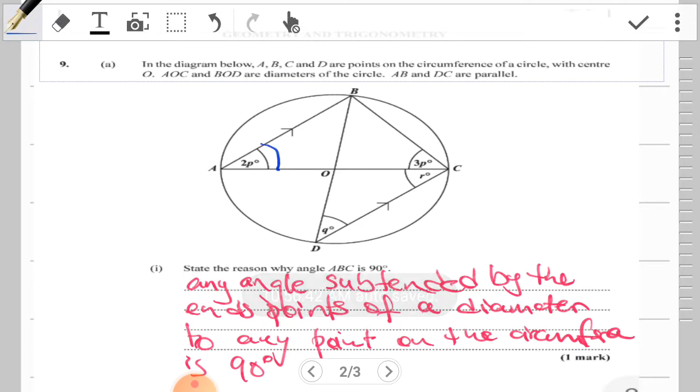Angle BAC. In order to know angle BAC, I need to know the value of P. Remember that this angle up here is 90 degrees already, and we have a 2P and a 3P. So let us look at how we find the value of P first, to determine the angle at A that they want, BAC.